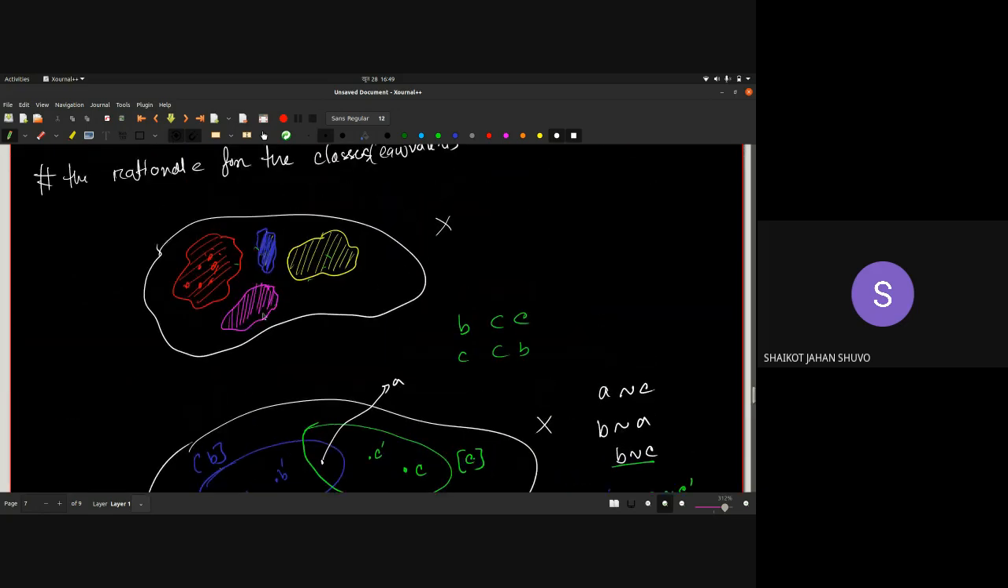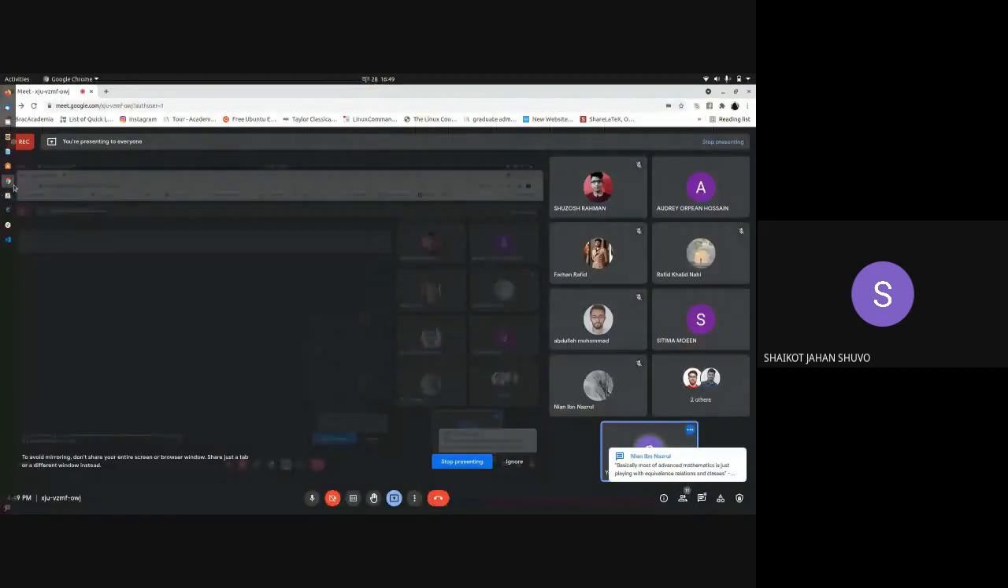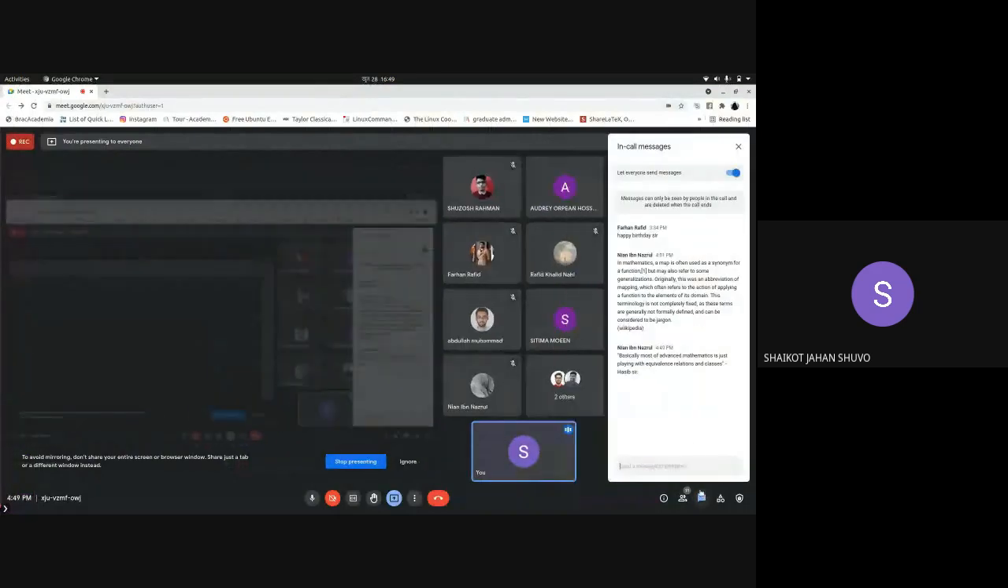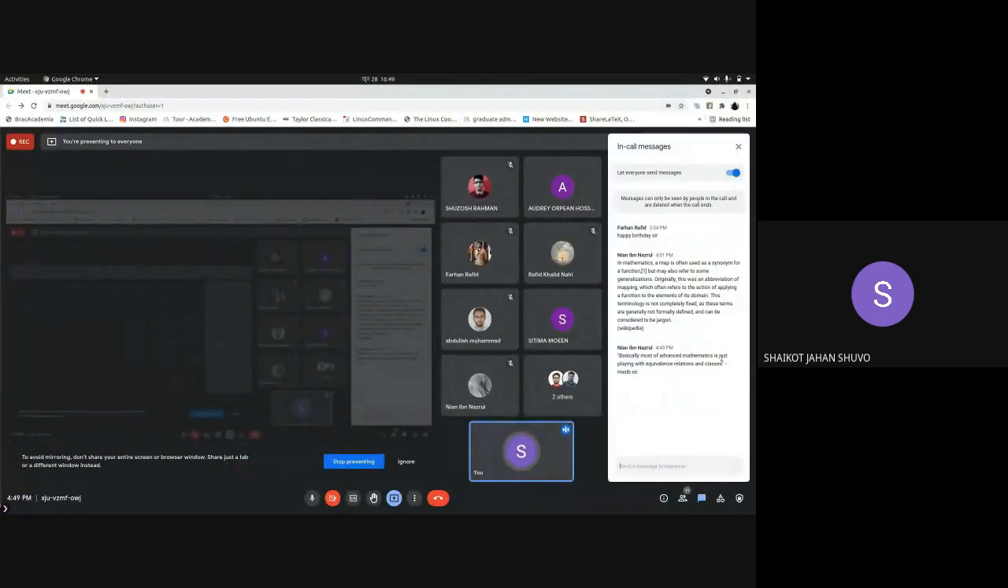Okay, so let's talk about some other things right now. We discussed this equivalence stuff, and when we identified equivalence classes within a set, we had some regions, right? Like this. Okay, someone is trying to tell me something. Why don't you open your mic? Basically, most of advanced mathematics. Okay, good.